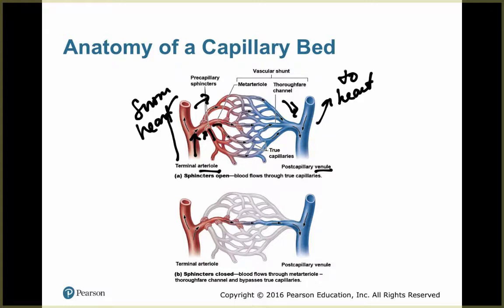Now, when these sphincters are closed, what happens is that basically you're going to go straight through here, right? And this is a vascular shunt that goes through here. And basically, it will bypass all of these true capillaries, so you're not going to get the blood flowing into the true capillaries, so you're not going to get diffusion. So depending on the needs of the tissue or the organ at the time depends on whether these are going to be open or closed.